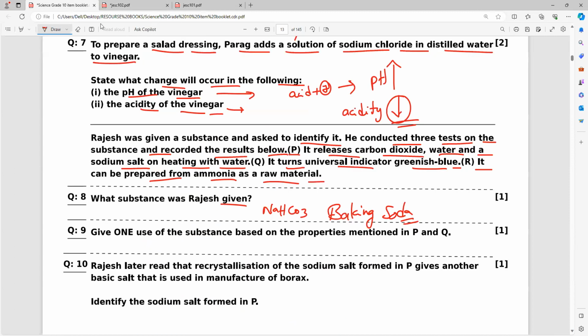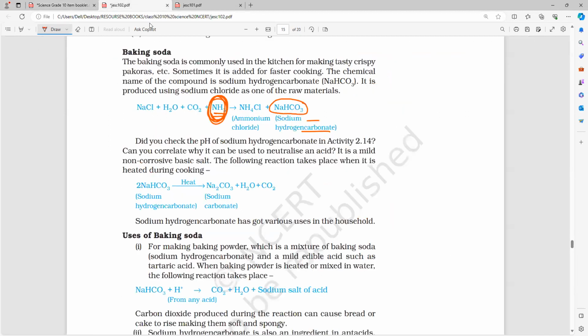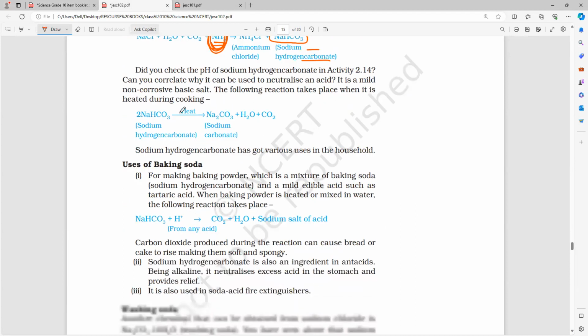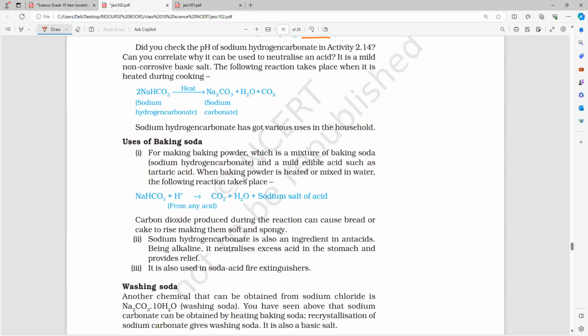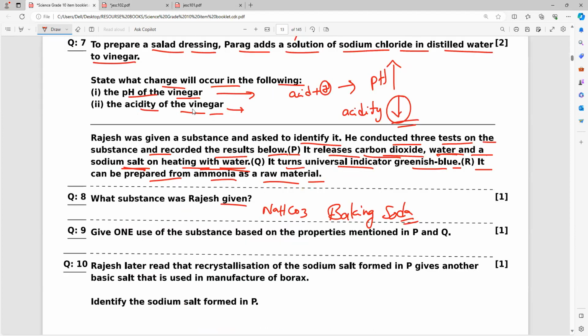Or even the second point: it releases carbon dioxide, water, and a sodium salt on heating with water. So if you are heating with water, it will release what? This is only this reaction, the first one. Sodium hydrogen carbonate reacting with an acid will produce carbon dioxide, water, and the sodium salt of an acid. Is it right, guys? Respond, guys. Yes or no? All of you? It releases carbon dioxide, water, and a sodium salt on heating with water. Heating with water is like when we are preparing cakes and all.